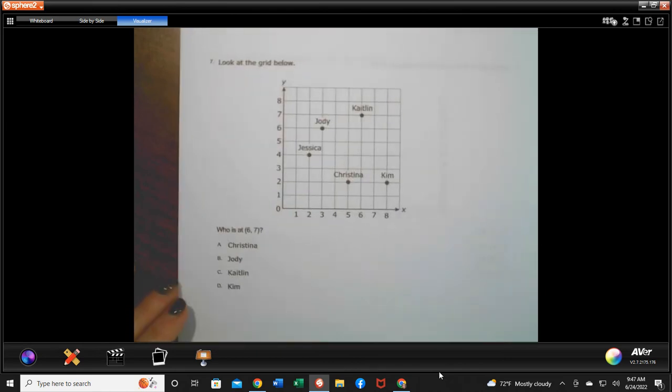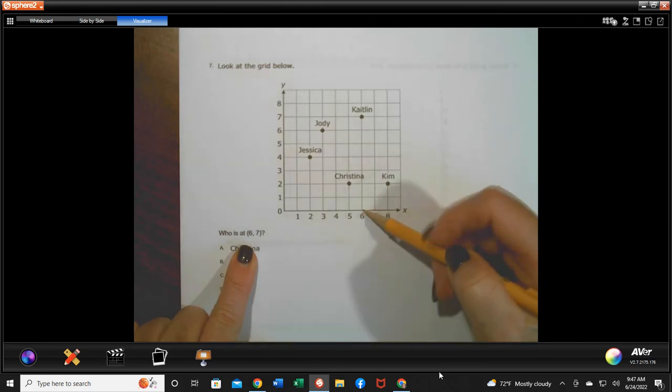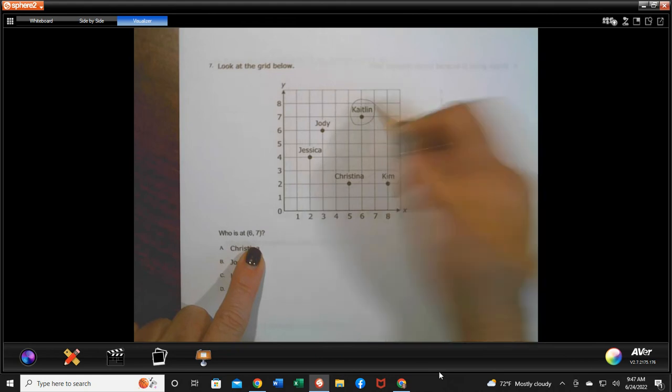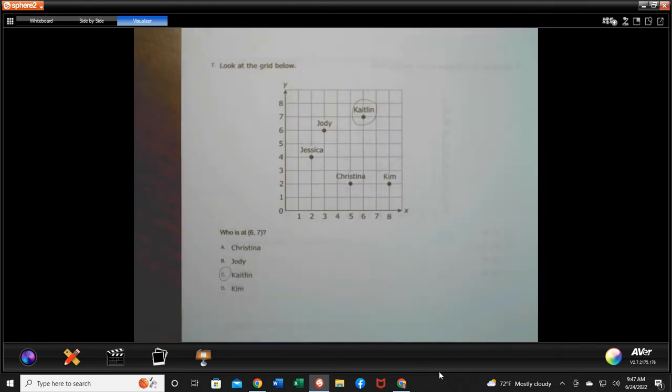All right. Problem number 7. Look at the grid below. Who is at 6, 7? So we need to plot and see who's there. So we start at the origin. We go over 6 on the x-axis. We jump up 7 on the y. And we see that Caitlin is at 6, 7. So your answer choice is C.